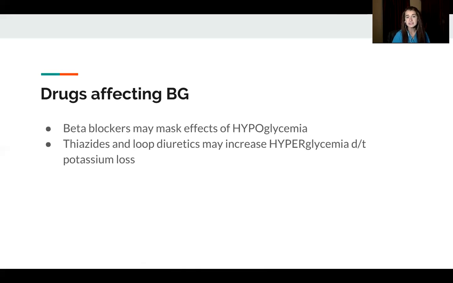And then thiazides and loop diuretics, they increase the risk for hyperglycemia because of that potassium loss. And if you remember from before, the potassium actually allows insulin to get into the cells. So if you're losing this potassium, they're at risk for elevated blood sugars because that is not used for insulin to allow the glucose to get into the cells.